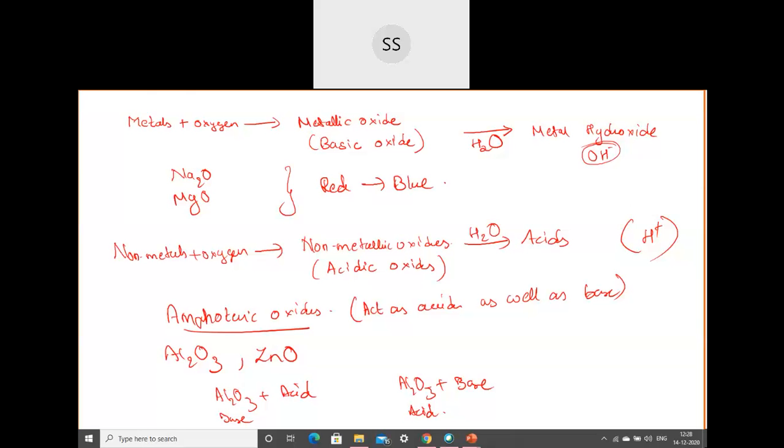And if they tell you the left side element, then you remember it should be a metal, and when metals combine with oxygen, they form basic oxides.